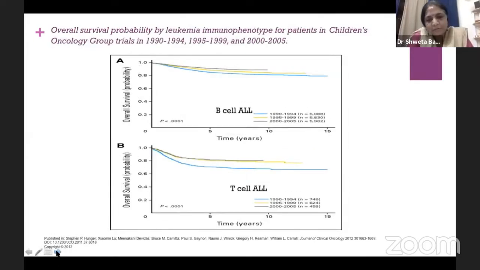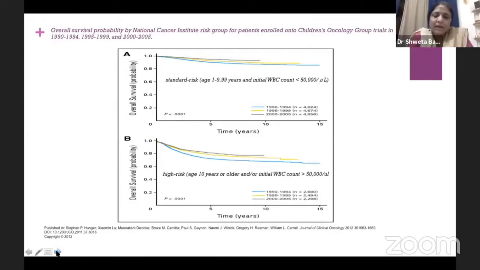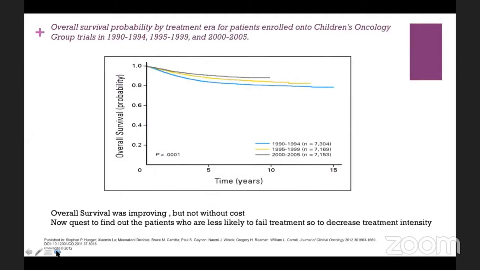Then coming to immunophenotype, B cell and T cell ALL. We know that B cell ALL patients do better than T cell ALL, and T cell ALL patients are always treated on high risk protocols. And if we combine two good risk features like age between 1 to 9.99 years and initial WBC count, this gives us a standard risk category which does better as compared to the high risk category, that is, patients who are more than 10 years and who had a WBC count of more than 50,000. So this is our initial understanding of how patients do.